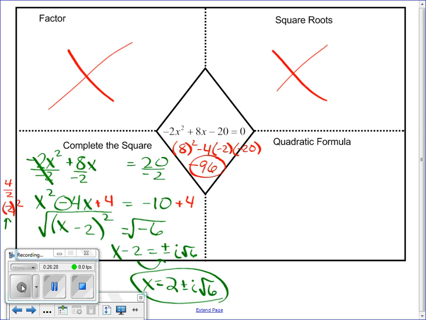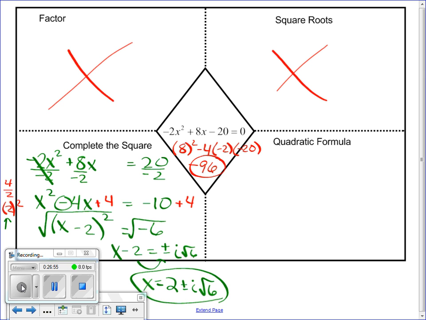Did you know from the very beginning of this that your answer was going to have an i in it? Yeah, the discriminant was negative, so you should have recognized, hey, I'm going to have an i in my answer. I saw at least one person walking around did not have an i in your answer, yet your discriminant was negative 96. Okay, that's kind of a nice little check on that. See, your discriminant's negative, you know you're going to have two imaginary answers. Plus or minus makes it 2, and you have the i.